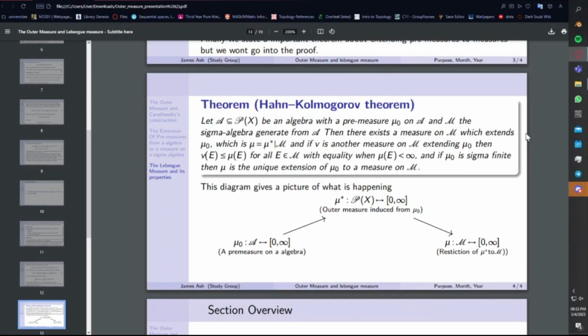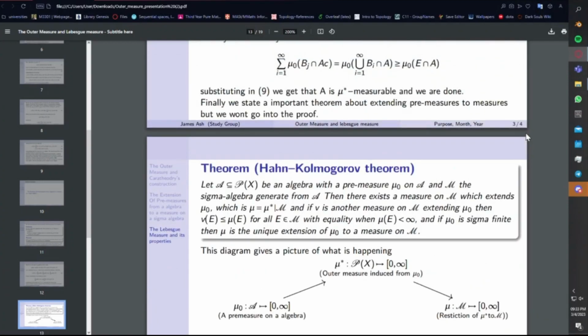So these are basically every tool we need to construct measures. And from what I saw, you can construct even more than the Lebesgue measure from them.